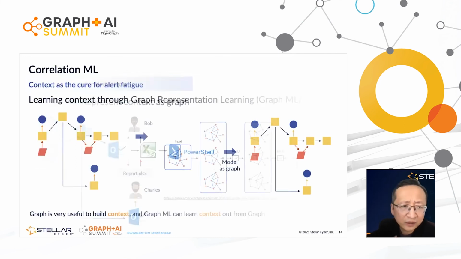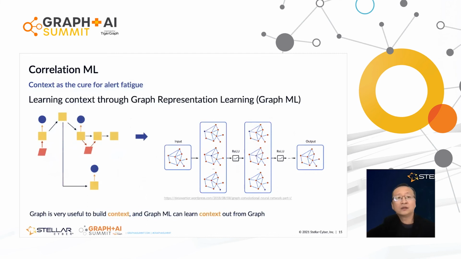Once we can encode the context in a graph, we want to leverage graph representative learning, graph machine learning, to learn the context out of the graph so that we can know the attack context. That's the fundamental approach we have taken.